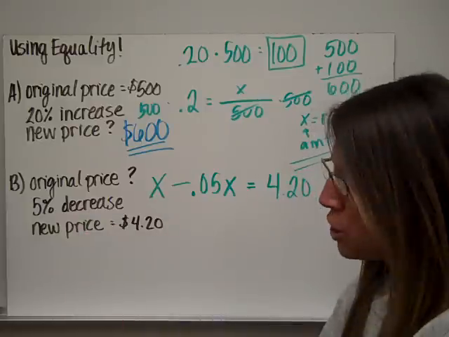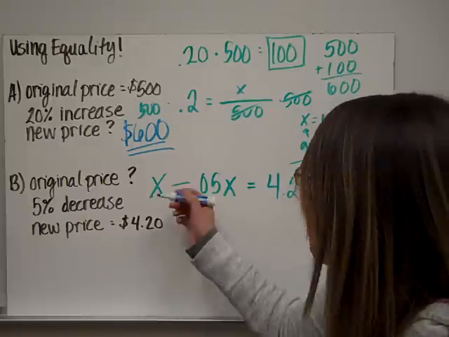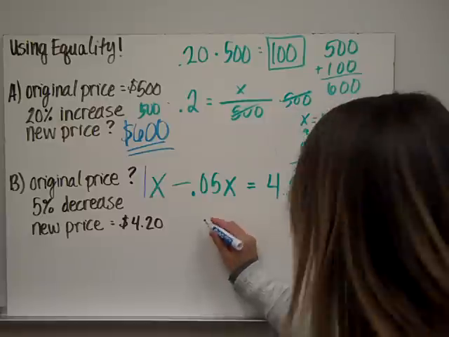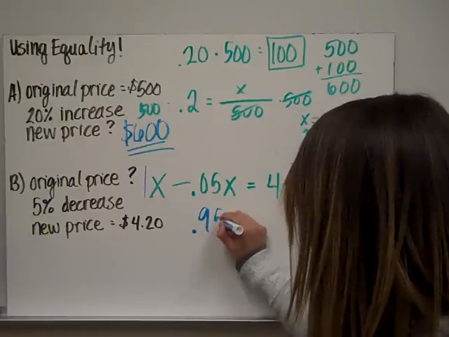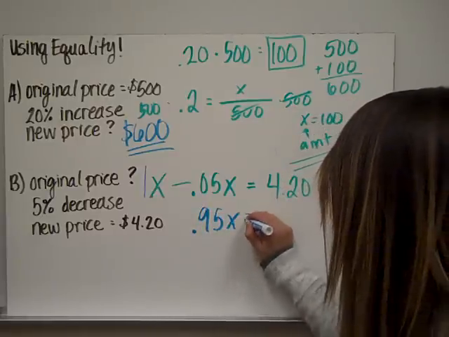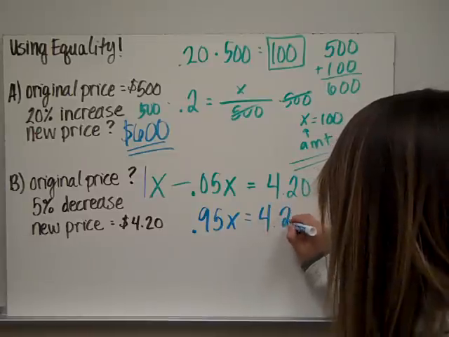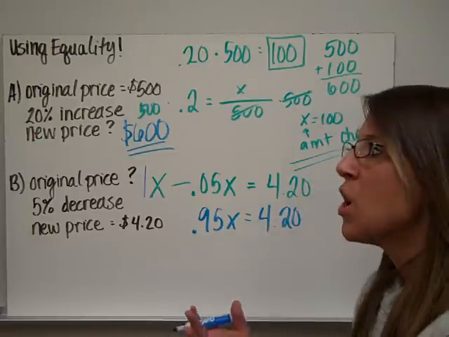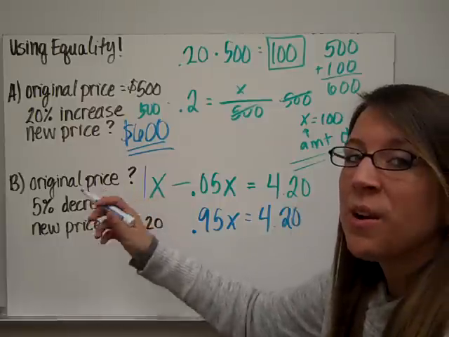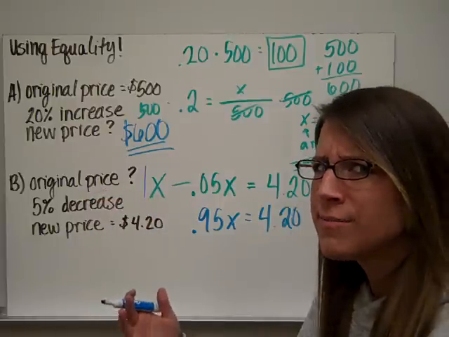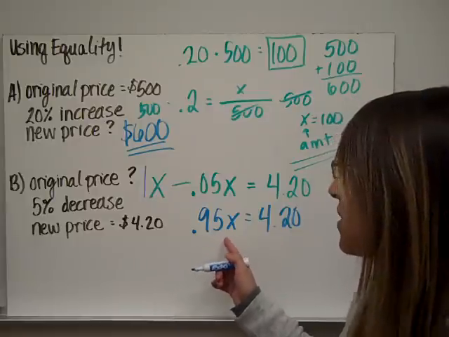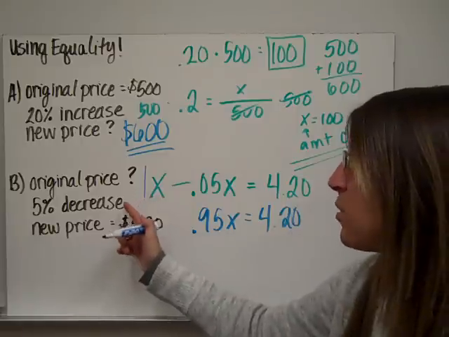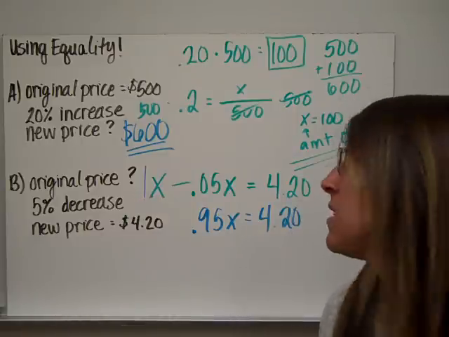So here you know that I have 1x minus 5/100 x. I'm allowed to combine like terms. That's going to give me 0.95x. And that's going to say, well, 95% of x is 4.20 because 100% of x is the original price, right? 100% of that is it. And so 95% of that original price is now the new price because it decreased by 5%. Hopefully that helps it to make sense.